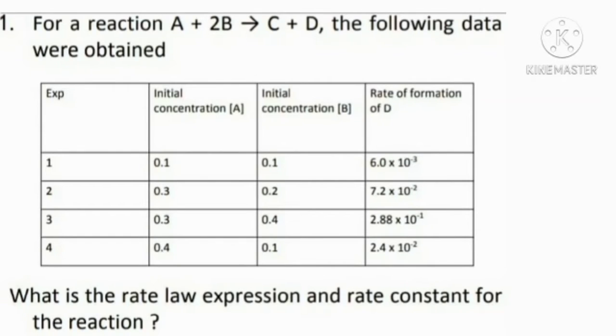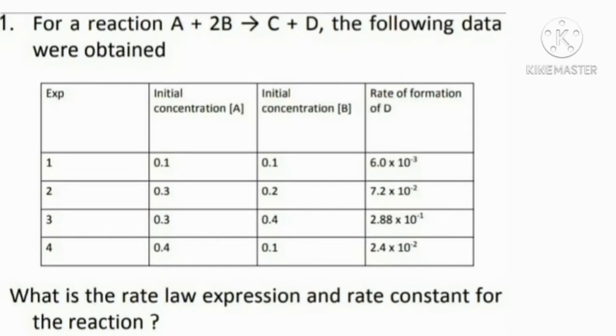First question: for a reaction A plus 2B gives C plus D, the following data were obtained. First data: initial concentration of A is 0.1 molar and initial concentration of B is 0.1, and the rate of formation of D is found to be 6 into 10 raised to minus 3. And the second experimental data is 0.3 mole of A and 0.2 mole of B, and the rate of formation of D is 7.2 into 10 raised to minus 2.